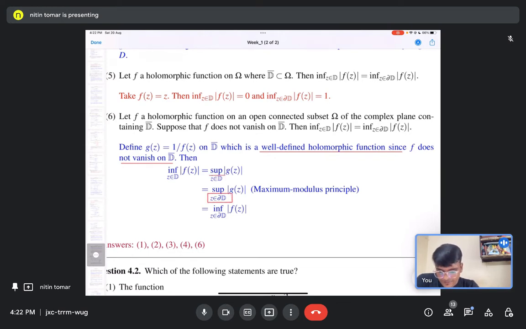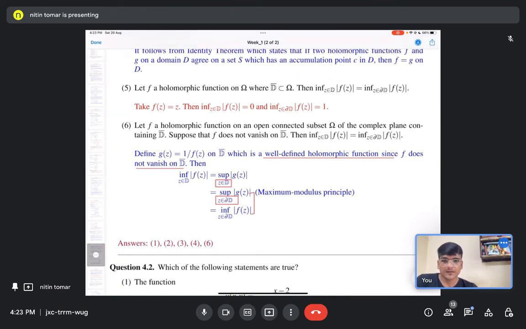Here we have z belongs to D, and here we have z belongs to del D, which is the boundary. Now again using that trick, we can replace this supremum over the boundary by infimum over the boundary when we replace g by f. So from here to here, this is fine, right? And this is what we needed. So this is completed here. If you have any doubt in any part, please ask. Then I'll move further.